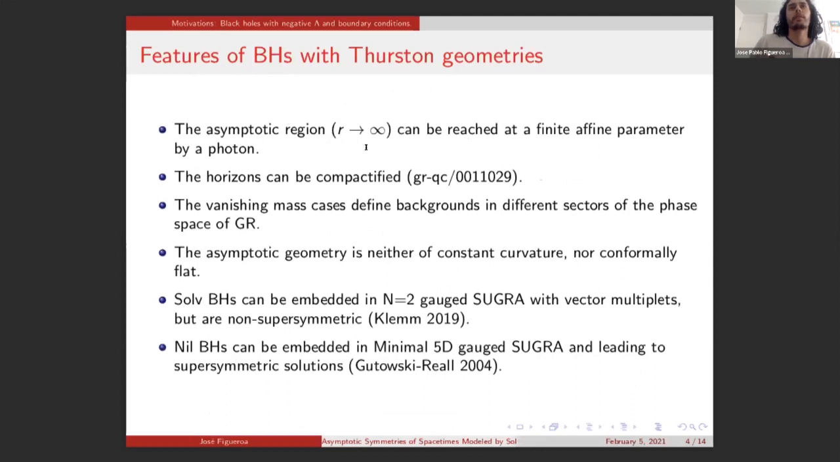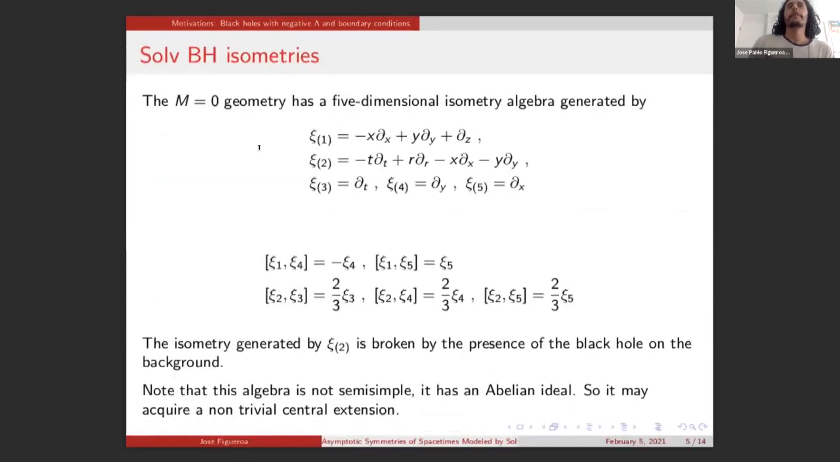The asymptotic region can be reached at a finite affine parameter by a photon. The horizon can be compactified. The vanishing mass case defines backgrounds in different sectors of the phase space of GR, and these are different sectors than the AdS sector of the theory, so it's worth studying. The asymptotic geometry is neither of constant curvature nor conformally flat, and those black holes can somehow be embedded in supergravity. I don't have time to comment on that.